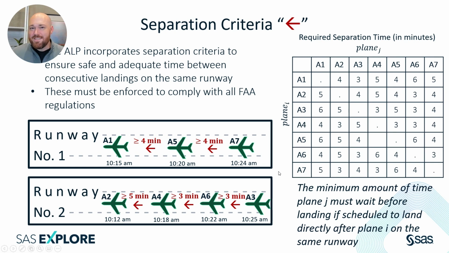And so in this example, this is a special case, not really a special case, but this is really the best case scenario where, based on the separation time, every plane can land exactly on its desired landing time. Plane A1 landed exactly at 10:15 when it wanted to. Plane A5 landed exactly at 10:20 when it wanted to, and so on and so forth. Is that always the case? No. But how can we let the optimization model determine that for us?